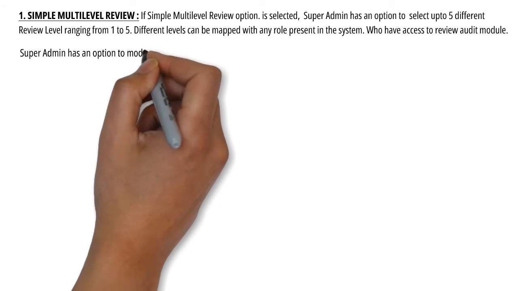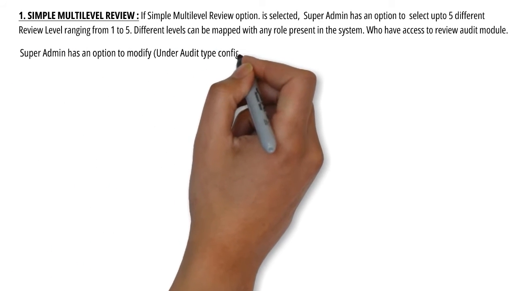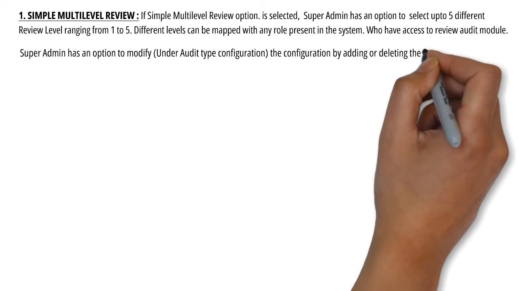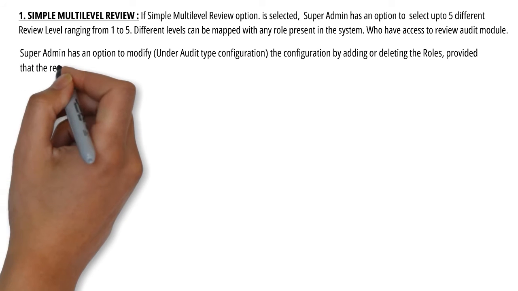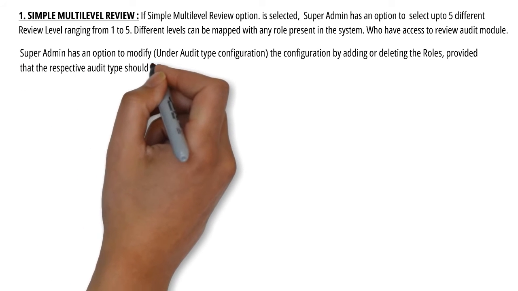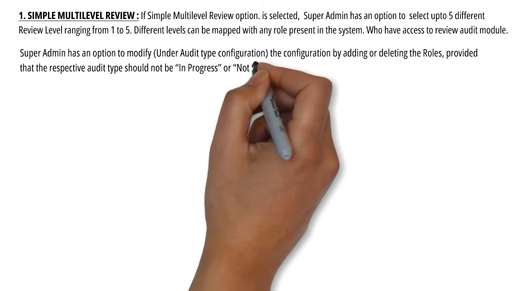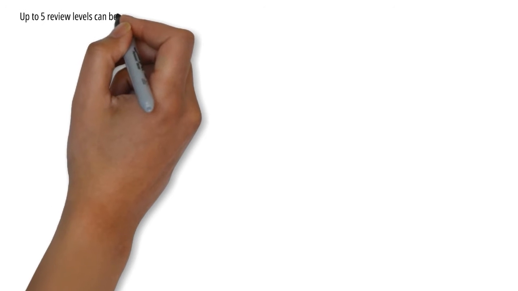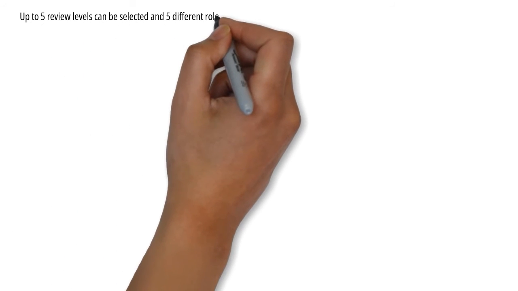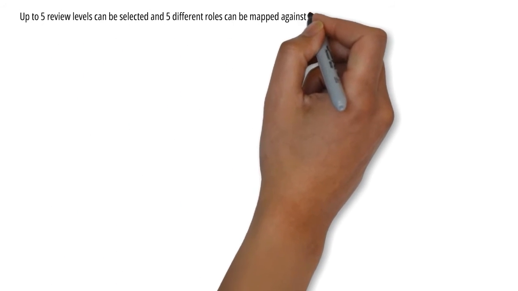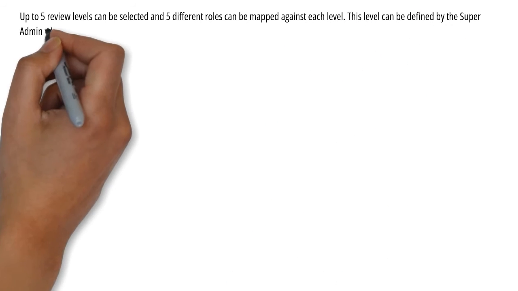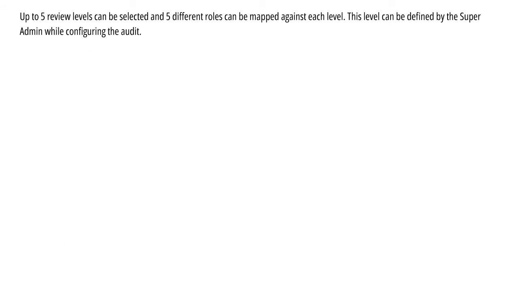Superadmin has an option to modify under audit type configuration the configuration by adding or deleting the roles, provided that the respective audit type should not be in progress or not started stage. Up to 5 review levels can be selected, and 5 different roles can be mapped against each level. This level can be defined by the superadmin while configuring the audit.